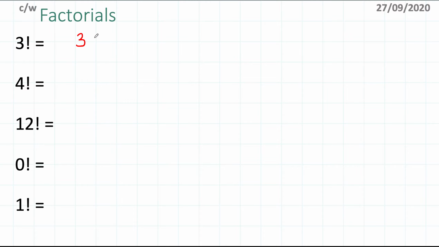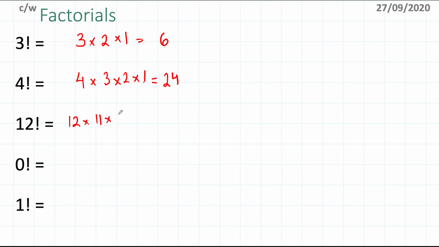So 3 factorial is basically 3 times 2 times 1. That's it. So 3 factorial is actually equal to 6. And you could do the same thing here. 4 factorial is 4 times 3 times 2 times 1. So that's going to give you 24. And then the same thing with 12 factorial: 12 times 11 times 10 times, and so on until you get to 2 times 1. And that's actually going to be a very big number.